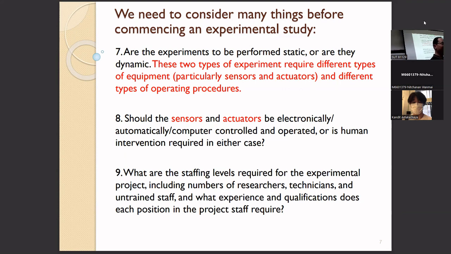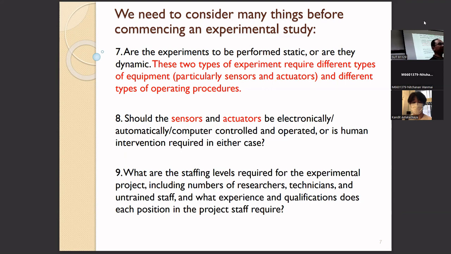If you measure density, you use density equipment. If you measure temperature, you use a thermometer. If you try to check the concentration, you have to use TLC, HPLC, or X-ray, for example. These are sensors. Right? How about the actuator?